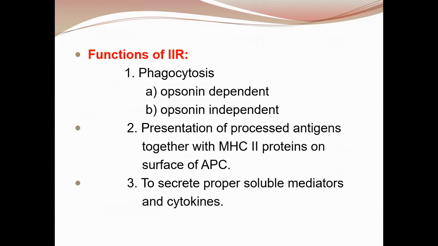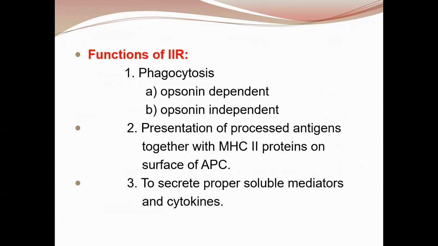So what are the functions of innate immune response? The functions of innate immune response are, number one, phagocytosis. So they cause phagocytosis, which is opsonin dependent and opsonin independent. Opsonin dependent and opsonin independent phagocytosis is one of the major functions of innate immune response.